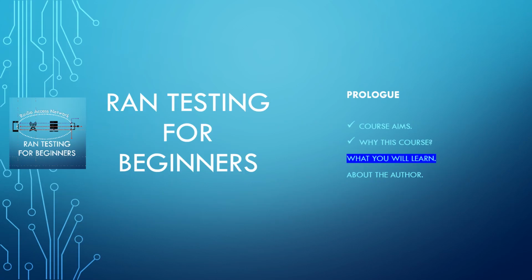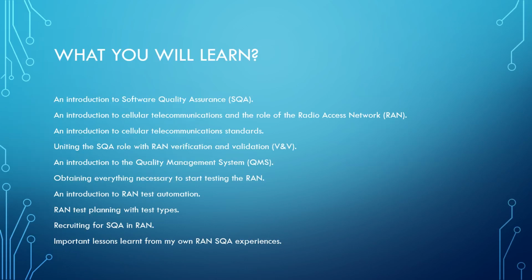Now I will show you examples of what you will learn. An introduction to software quality assurance. An introduction to cellular telecommunications and the role of the radio access network. An introduction to cellular telecommunication standards. Uniting the SQA role with RAN verification and validation. An introduction to the quality management system.